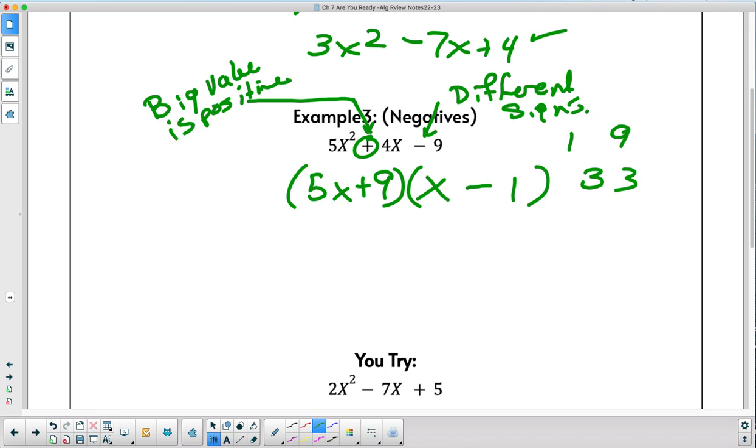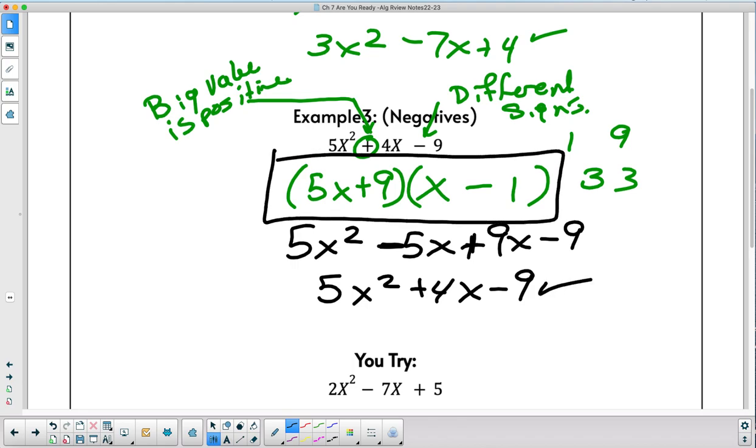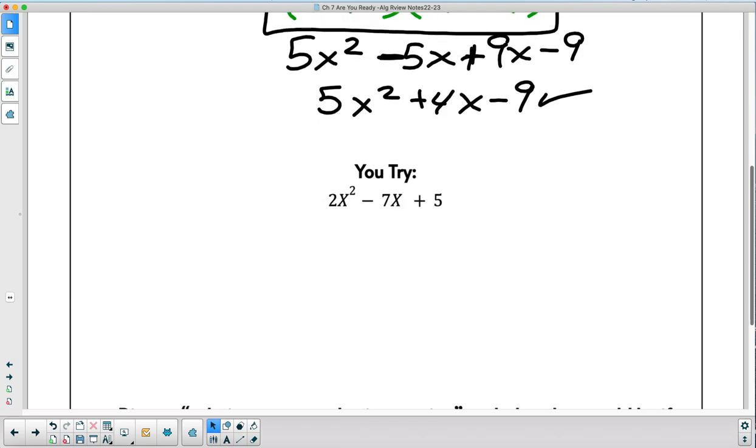Okay, so now let's check. I got 5x squared. That's my first. My outside's negative 5x. My inside's positive 9x. My last is negative 9. And I got 5x squared plus 4x minus 9, because this is a plus and that's a plus and that's a negative. So I've checked my work. This is my solution.